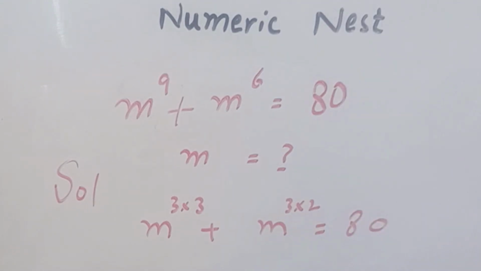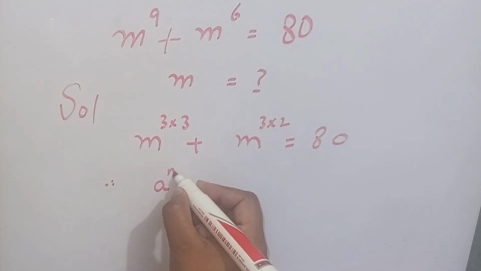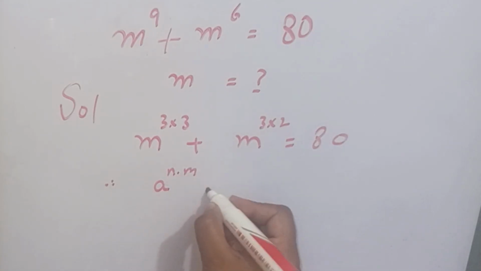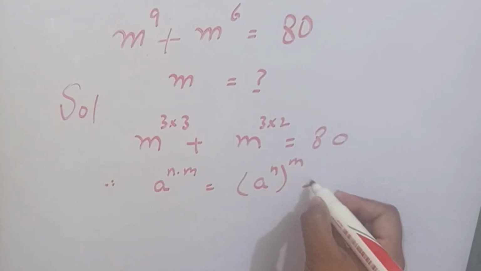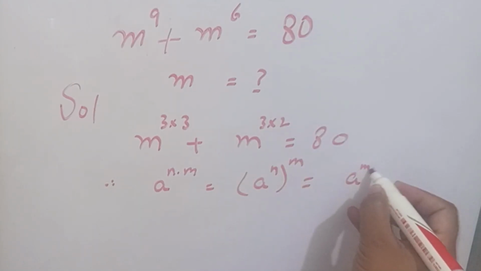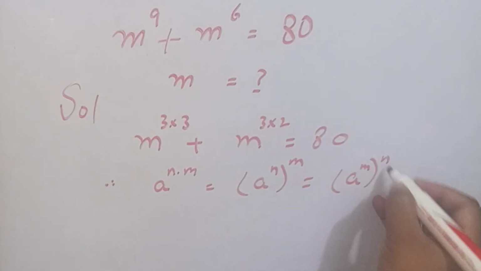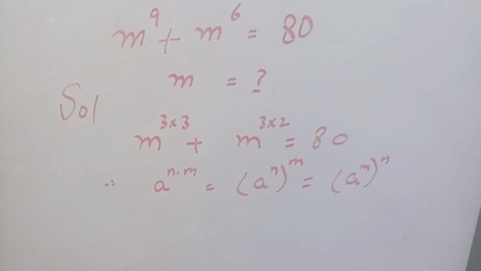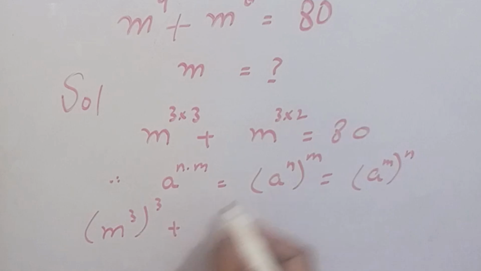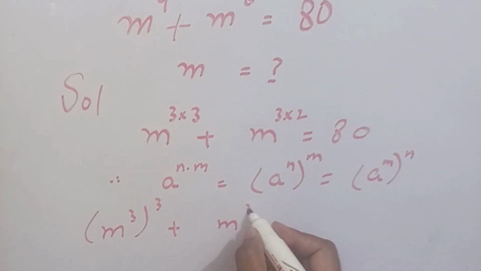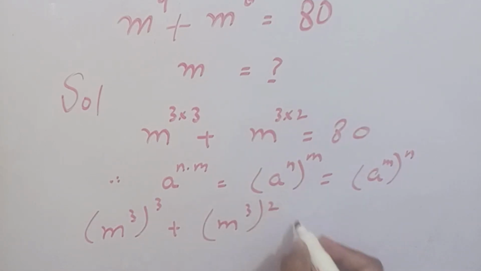Now in the next step we use this identity: a raised to the power product of n and m. We write this as a raised to the power n, then again power of m, or we write this as a raised to the power m, then again power of n. We apply this identity on the left hand side, then this is m raised to the power 3, then again its power is 3, plus the second term m raised to the power 3, again its power is 2, which is equal to 80.